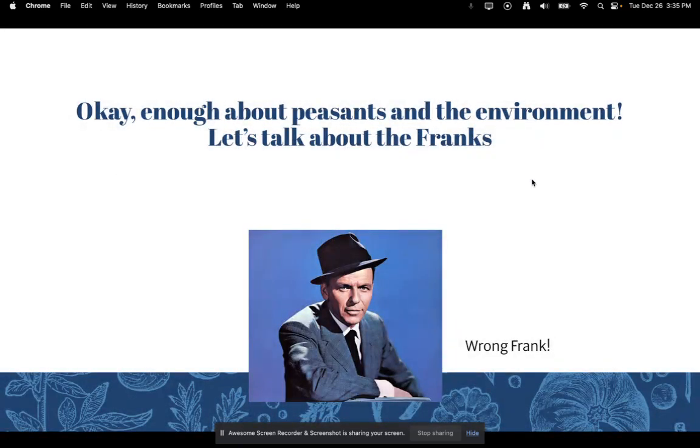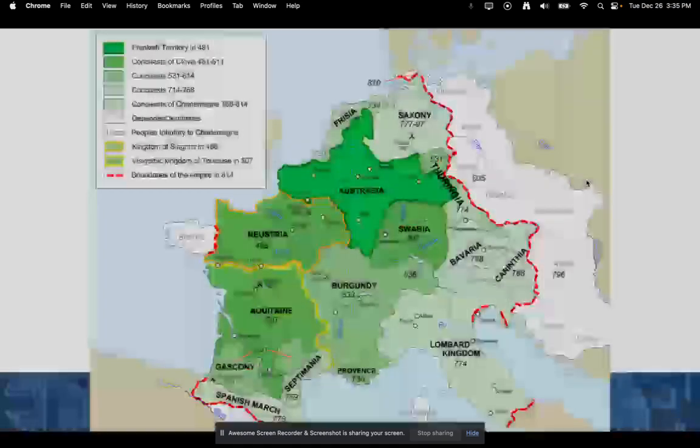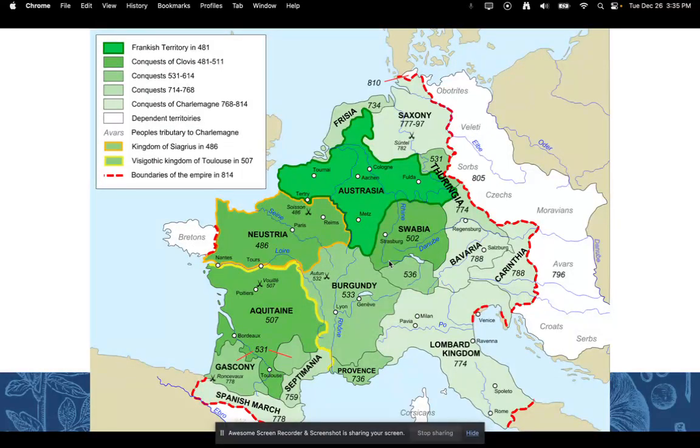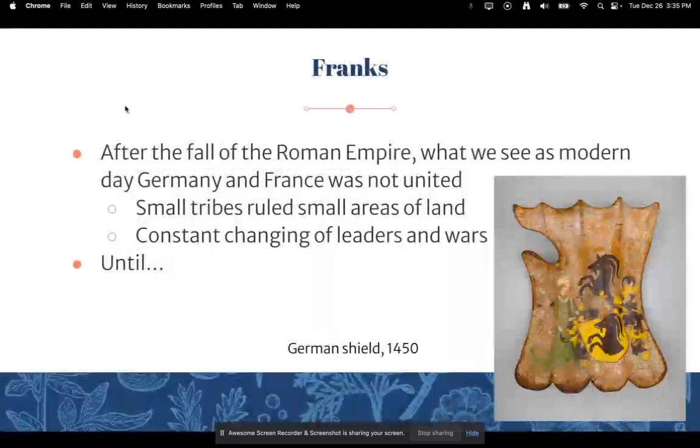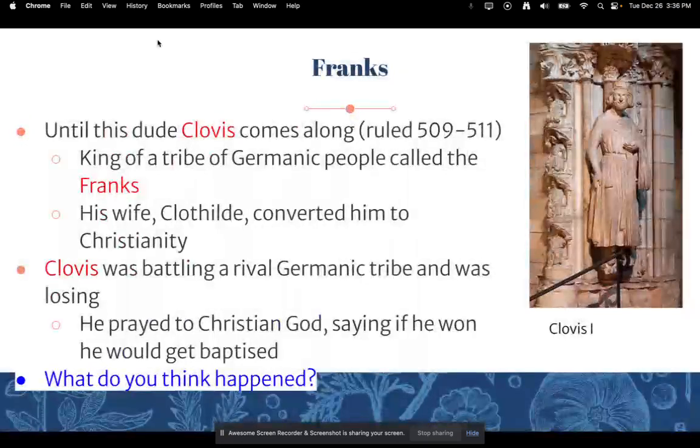All right, enough about peasants and the environment. Let's talk about the Franks. So we'll talk a lot about the Franks throughout Unit 7, but pretty much there's this group of people. They're mostly from what we would call modern day Germany and into France as well. So after the fall of the Roman Empire, what we see as modern day Germany and France was not united. There were many small tribes that ruled small areas of land, and there was a constant change of leaders, and there was constant war until dun dun dun, this dude Clovis comes along.